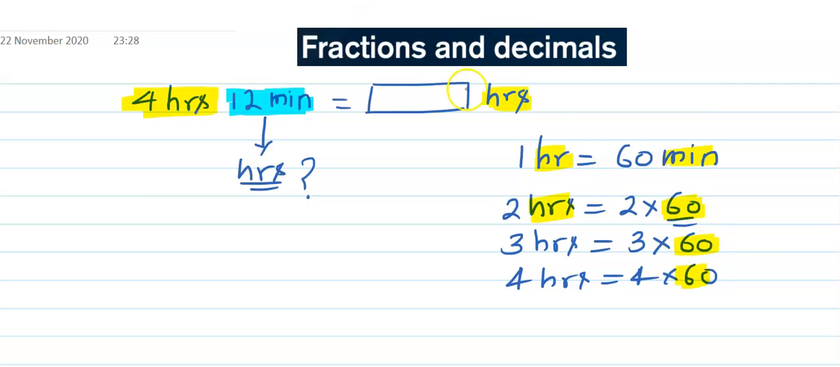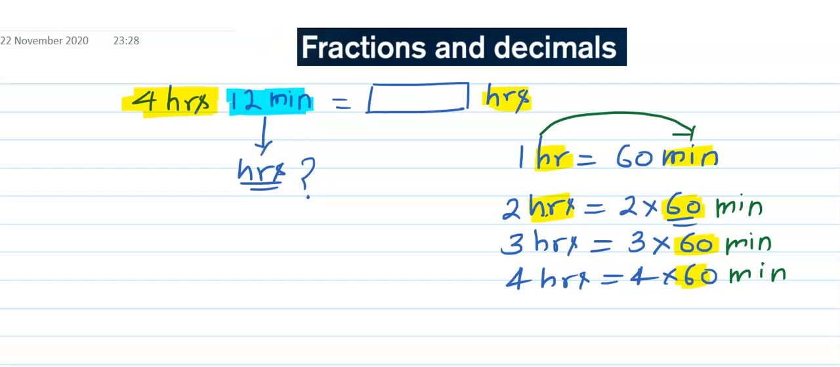So if you are going from hours into minutes, then times by 60. Like 2 hours, this will be 2 times 60, that is 120 minutes. 3 hours, this will be 3 times 60, that is 180 minutes. 4 hours, this will be 4 times 60, that is 240 minutes. So to convert hours into minutes you times by 60, but here you need to find minutes into hours.